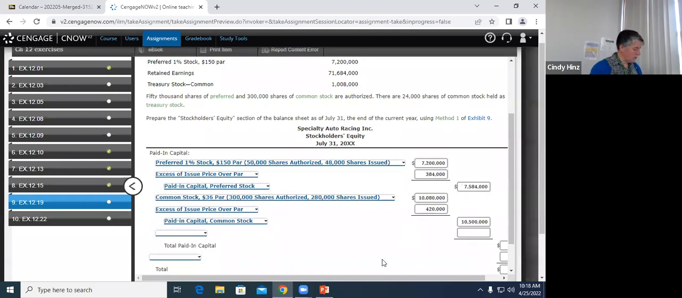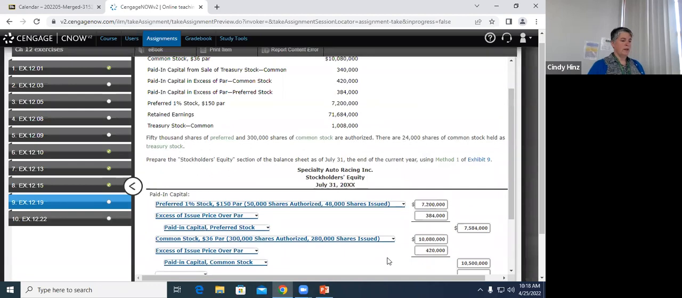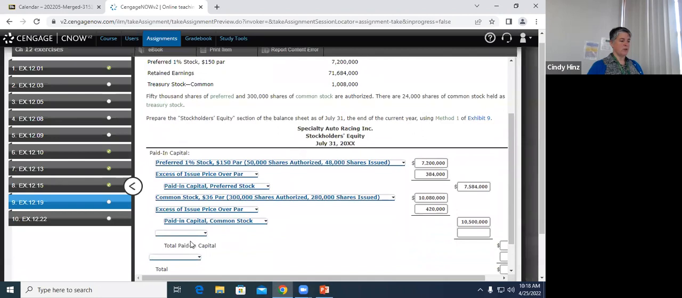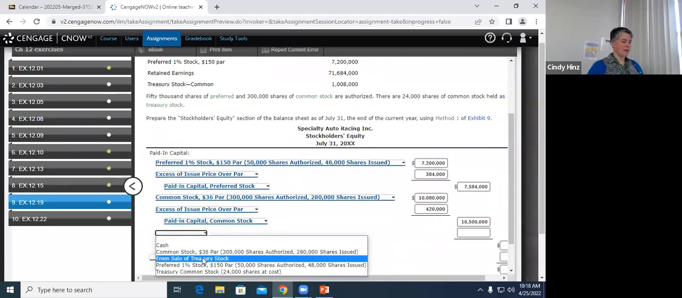And then the total for your common stock. Since Specialty Auto Racing does have some treasury stock, we also have paid in capital from that treasury stock. And so that's going to be our next line.